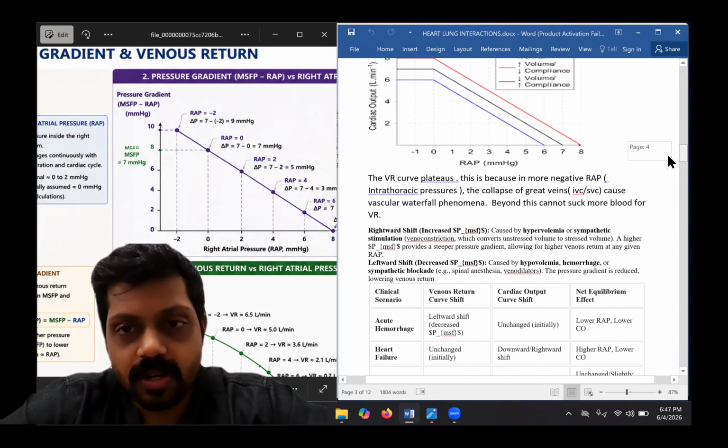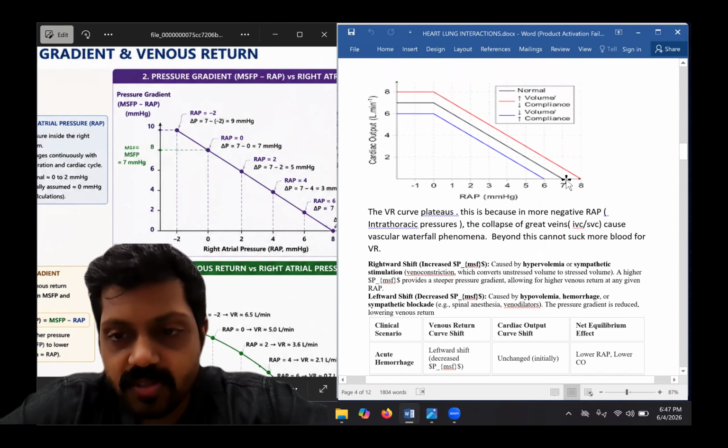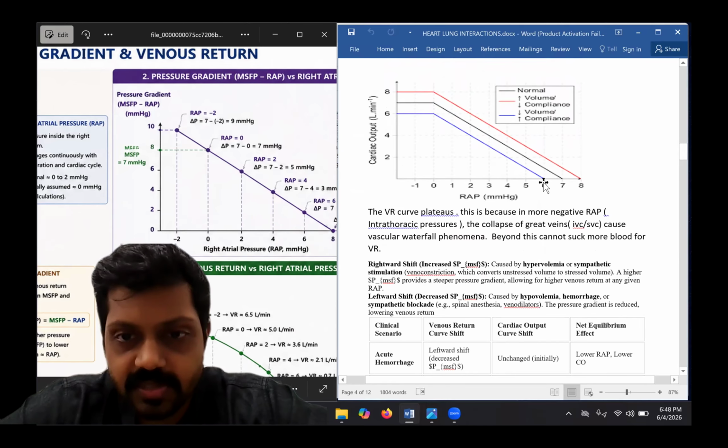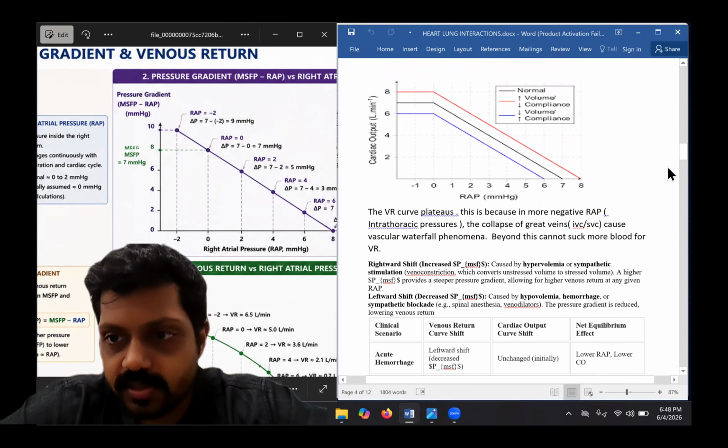So what happens when you give a fluid bolus, or in hypervolemia? There is a rightward shift of the venous return curve. Right atrial pressure increases and venous return increases. Similarly, in hypovolemia, there is a leftward shift, right atrial pressure decreases and your venous return decreases.